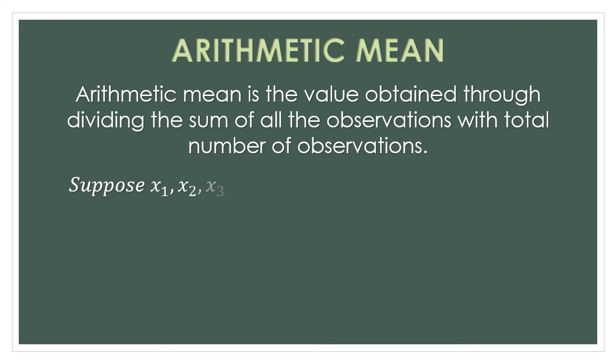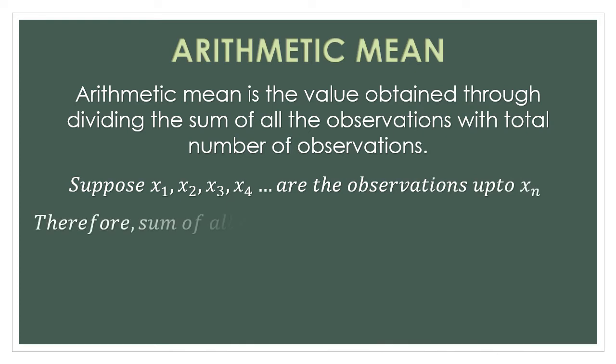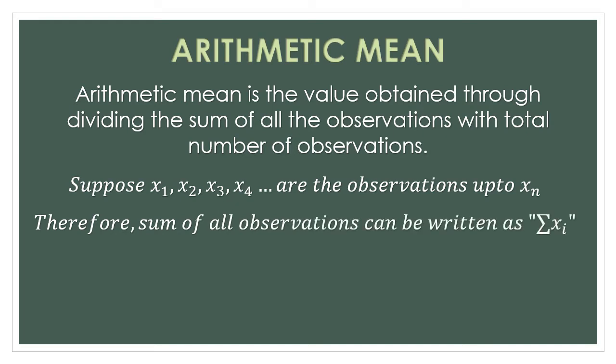Let's suppose that x1, x2, x3, x4 dot dot dot are the observations up to observation xn. That means, therefore, the sum of all the observations can be written as sum of xi or summation xi. In the 10th standard, you might have learned that this is the sigma symbol. Yes, you are right. This symbol is sigma. But in statistics, in commerce, we call it summation or sum of and not sigma, because in the 12th standard there will be another symbol which will be called sigma. So not to confuse between them, this sign is known as summation.